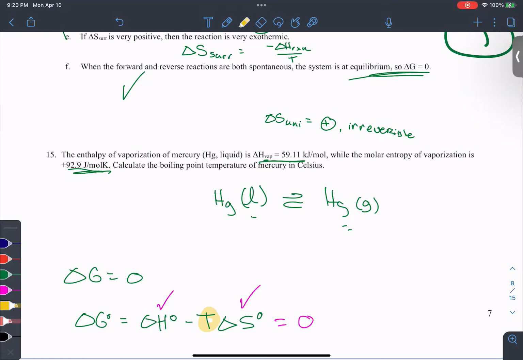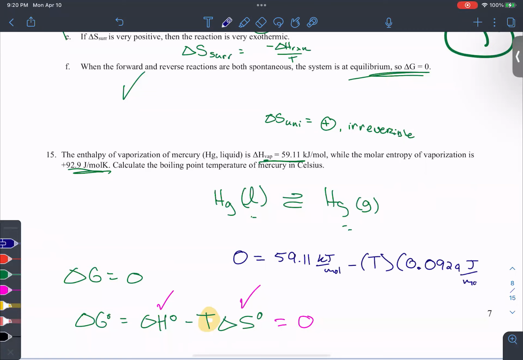So we just have to plug and chug, but we have to be careful about our units here, because the unit of enthalpy is typically kilojoules, and the unit of entropy is typically joules. So you have to convert one of them. It doesn't matter which one, just convert one of them. Setting this up, delta G is equal to 0. I'll convert delta S, so I'll keep delta H in kilojoules per mole, minus T, that's what we're solving for, times delta S, which is 0.0929 kilojoules per mole Kelvin.